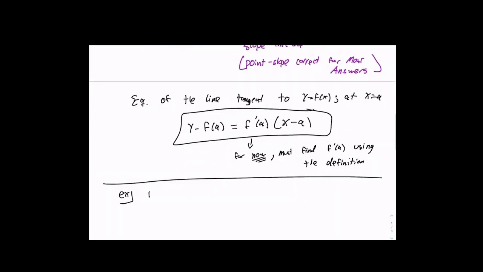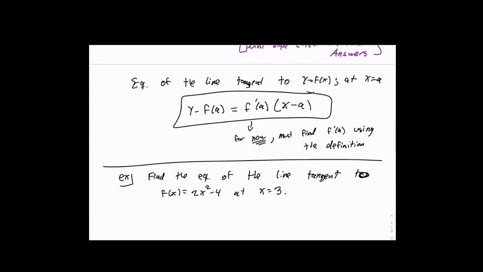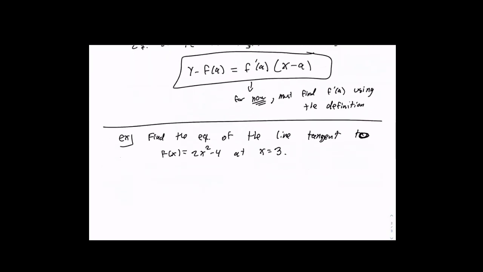So we're going to find the equation of the line tangent to f of x equals 2x squared minus 4 at x equals 3. So this is the problem that we are trying to solve right here. We're going to find the equation of the line tangent to 2x squared minus 4 at x equals 3.